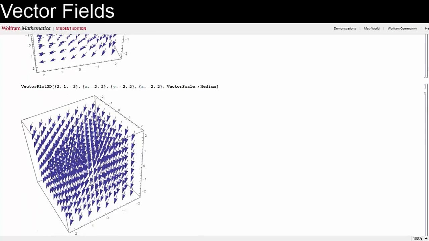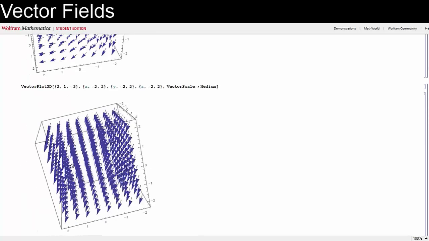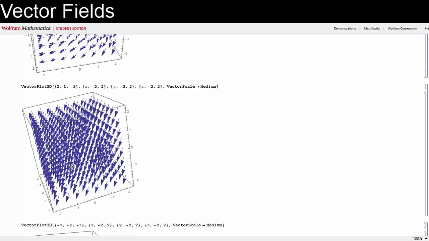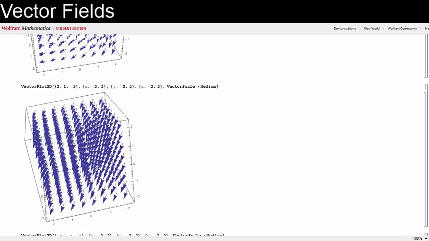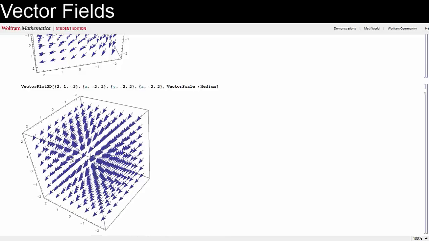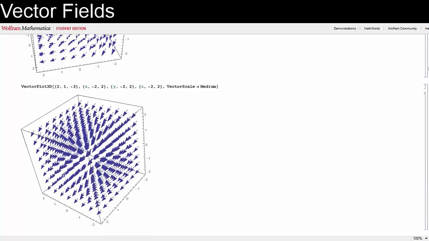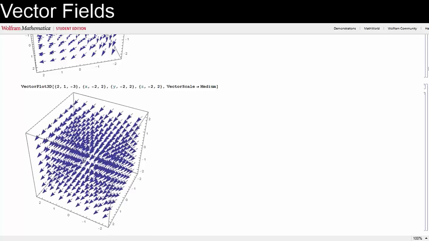Right. Here's a constant vector field, like we had the vector field -1, 1 before in 2D. Here's 2, 1, -3. Gives you an idea of what a constant vector field in 3 dimensions looks like. All this looks like some kind of optical illusion thing here, the way it spins around.